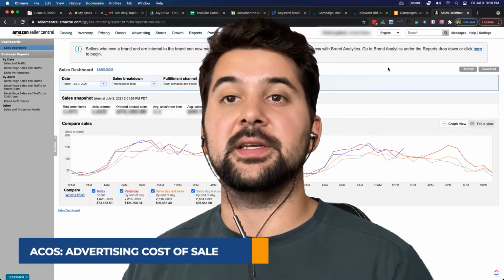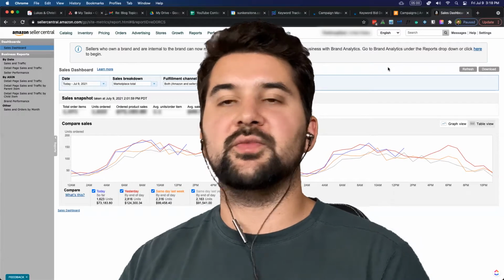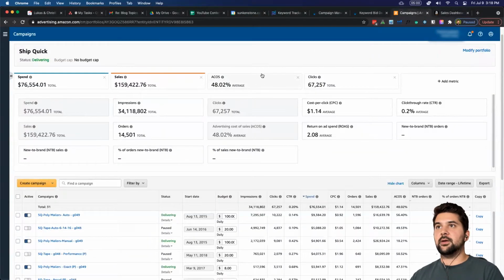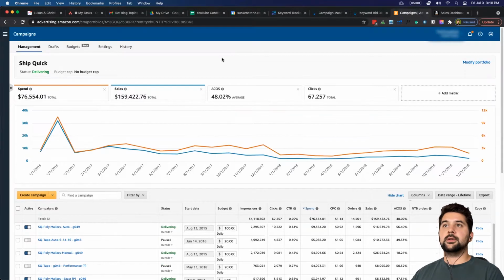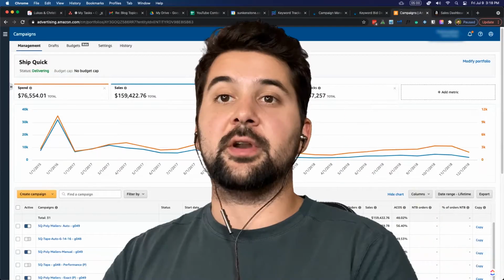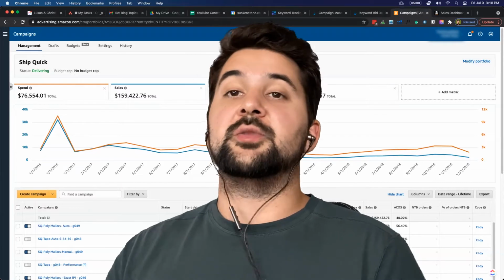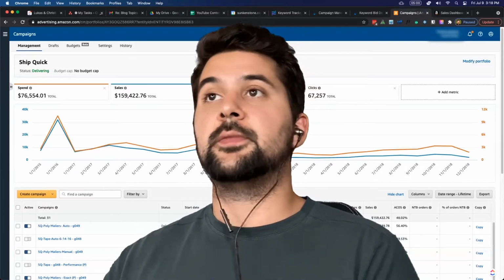And what that means is the amount of dollars you spend to get a sale on Amazon. So this is expressed by the function of spend divided by sales. So essentially, we're looking at good old ShipQuick. ACoS, like I said, is spend divided by sales. So an ACoS of 48.02% means that for every dollar of sales you generate through ads, you spend 48 cents to generate said dollar.